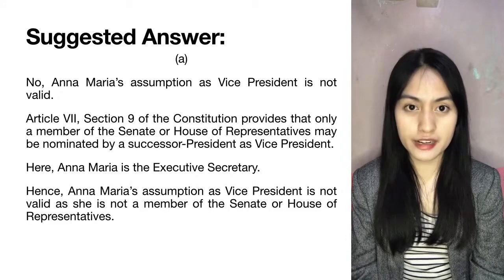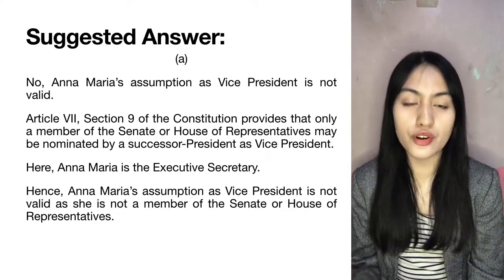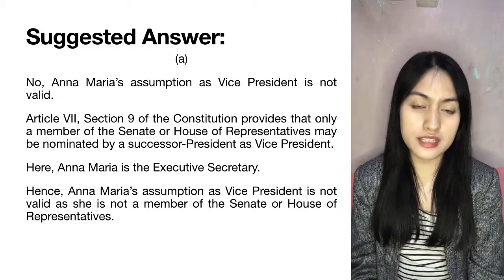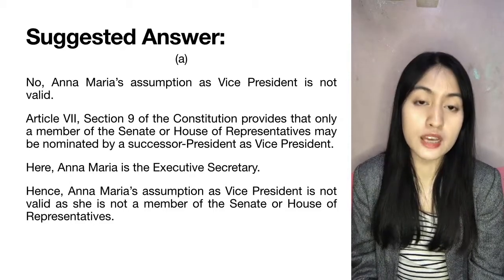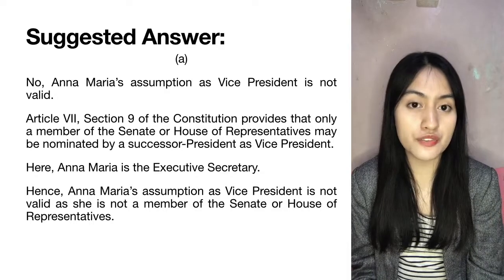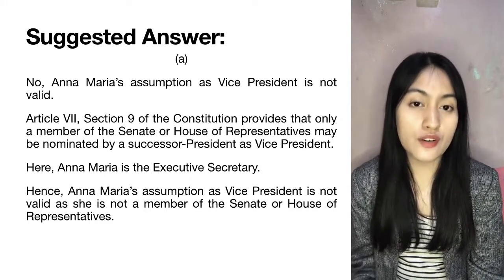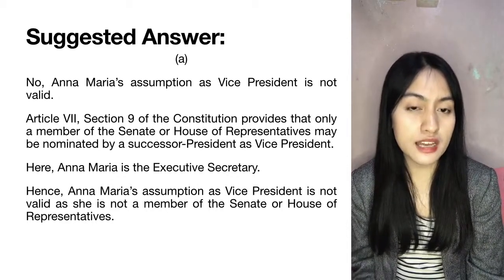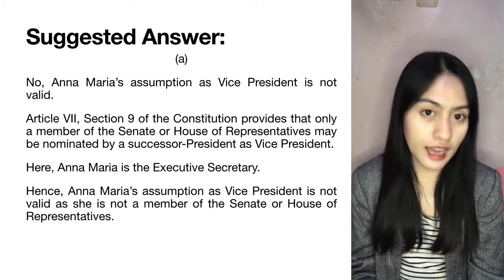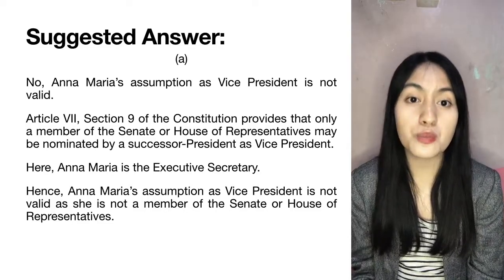Next is the second paragraph. The second paragraph consists of the legal basis or the law, rule, or jurisprudence. For the suggested answer, I cited Article 7, Section 9 of the 1987 Constitution, which substantially provides that only a member of the Senate or House of Representatives may be nominated by a successor president as vice president. Take note that you're not required to cite the specific provision of the Constitution. You could just simply state the Constitution provides that only a member of the Senate or House of Representatives may be nominated by a successor president as vice president. You could do that. For Supreme Court cases, you could just simply state jurisprudence provides that, jurisprudence holds, the Supreme Court has held that. You're not required to cite the specific title of a Supreme Court case.